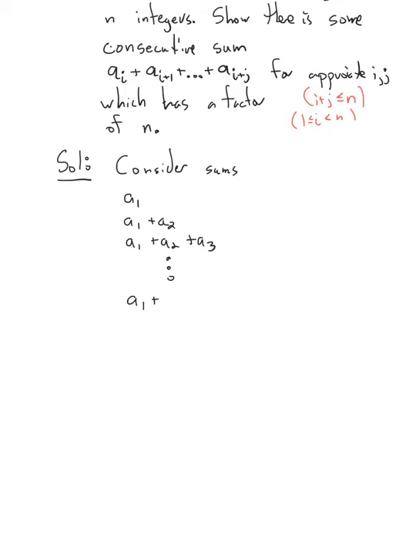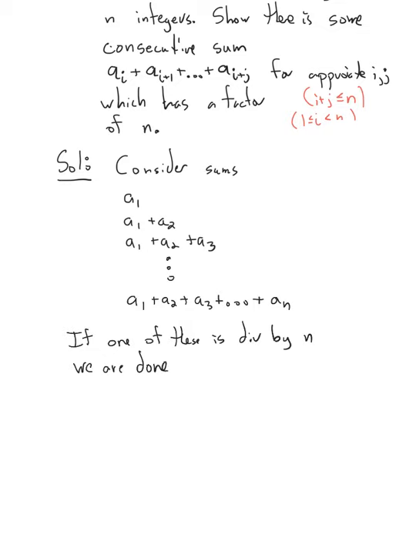So we get to A1 plus A2 plus A3 plus A4 plus A5 all the way to AN. So we're looking at every possible sum starting with A1. So if one of these is divisible by n, we are done. We found our consecutive sum. Excellent.